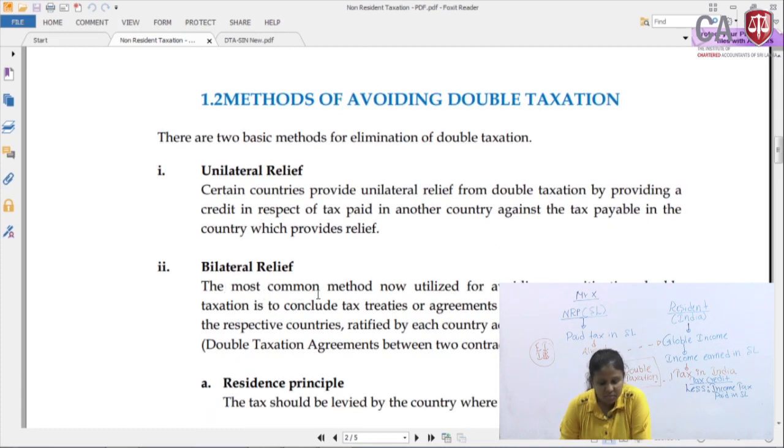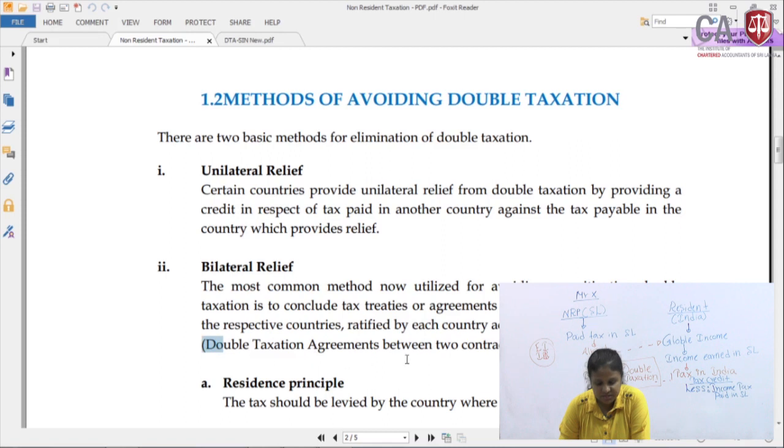Then next one, bilateral relief. The double taxation avoidance agreements come into the picture under this bilateral relief. The most common method now utilized for avoiding or mitigating double taxation is to conclude tax treaties or agreements through negotiation between the respective countries, then ratified by each country according to its domestic law.